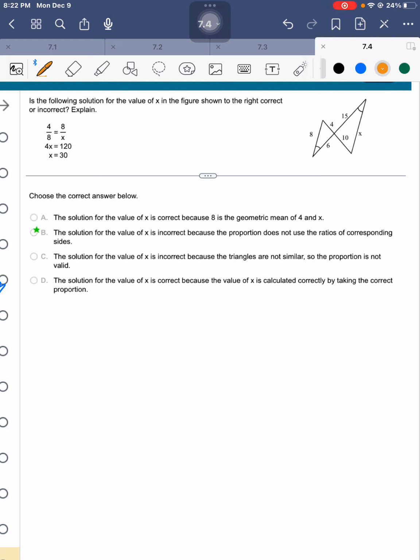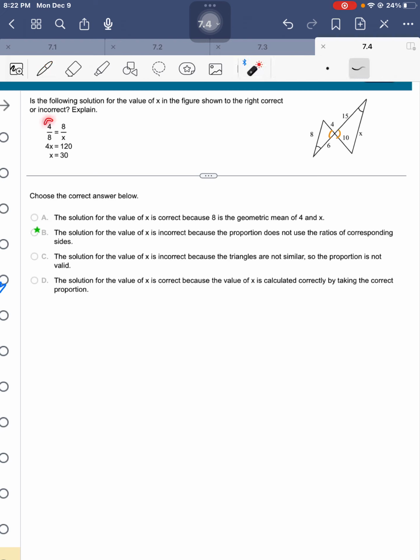Is the following solution for the value of x in the figure shown to the right correct or incorrect? Okay, so this is telling me that they want me to set up a proportion. So I know these triangles are similar because of this, okay?